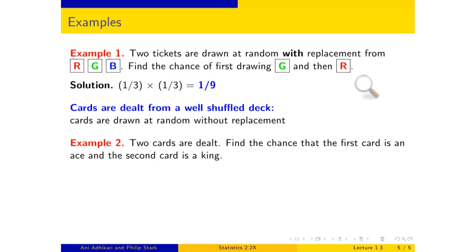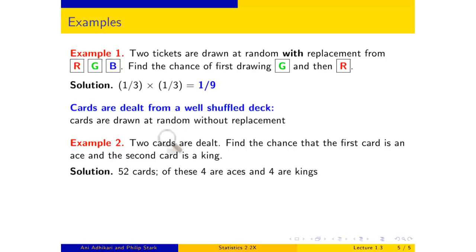So here's a question. I'm going to deal 2 cards and I want the chance that the first is an ace and the second is a king. It's worth remembering what the deck looked like. There are 52 cards, of which 4 are aces and 4 are kings. So what is it that I want? I want first an ace, then a king.